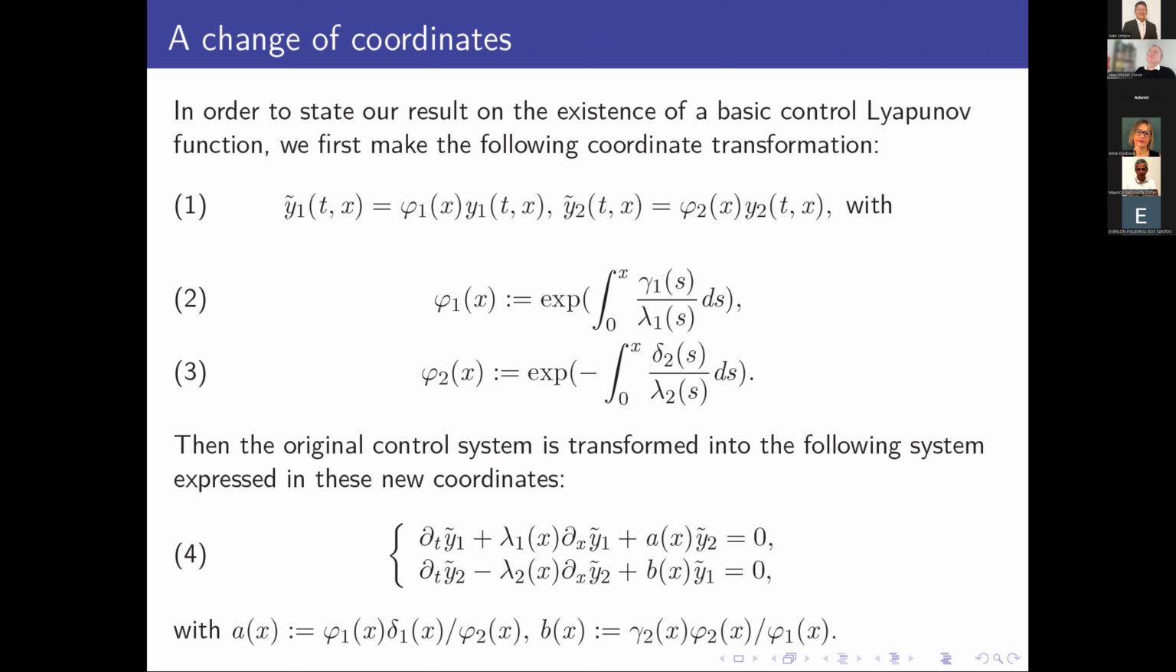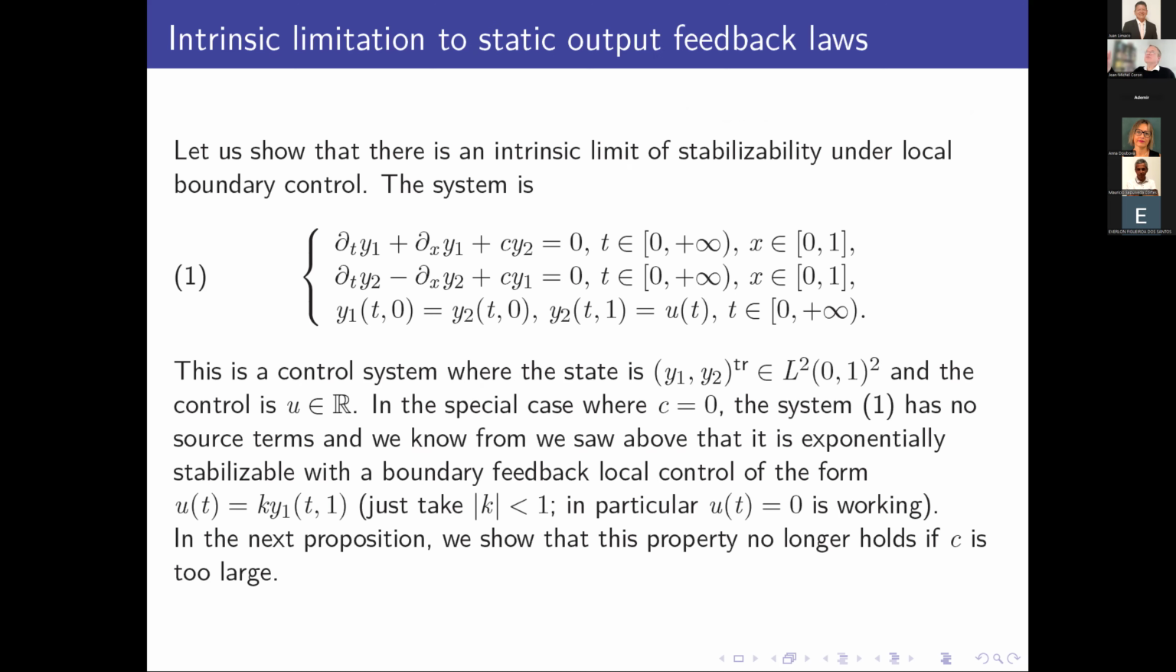So in order to explain the result, we first perform a little change of variable in such a way that now you see, for the source term, there is no diagonal term. You see, for the first line, the source term is a of y2 tilde. There is no y1 tilde. And for the second line, for the source term, there is no y2 tilde. And then you try to stabilize this by using a linear feedback as we have done before. So you take u of t is equal to k times y1(t,1).